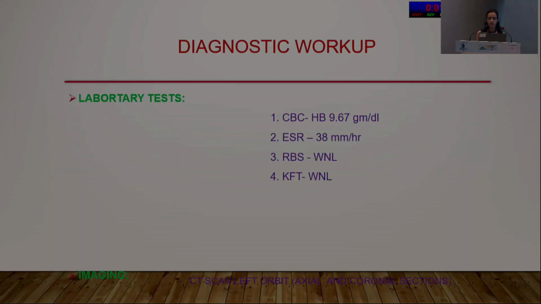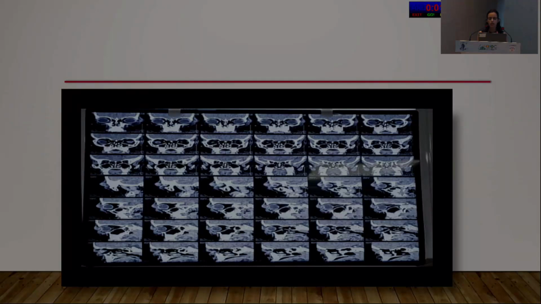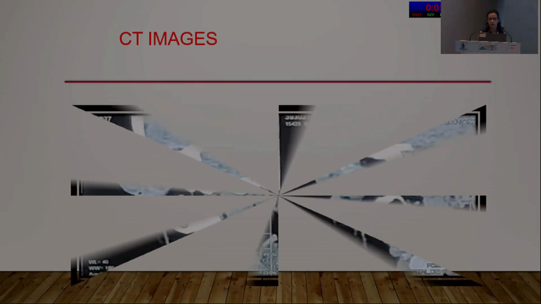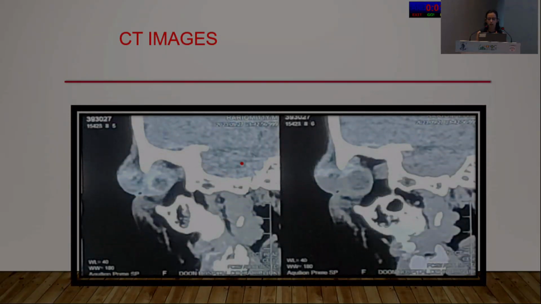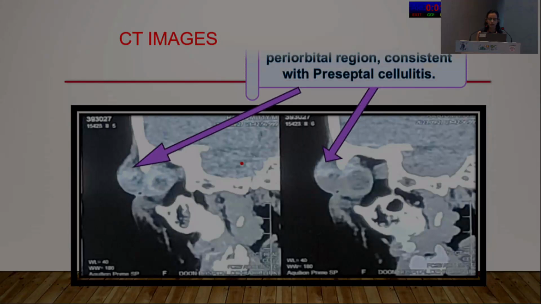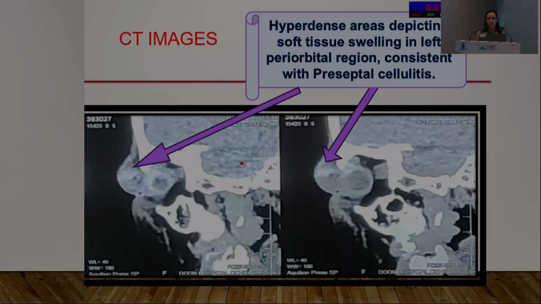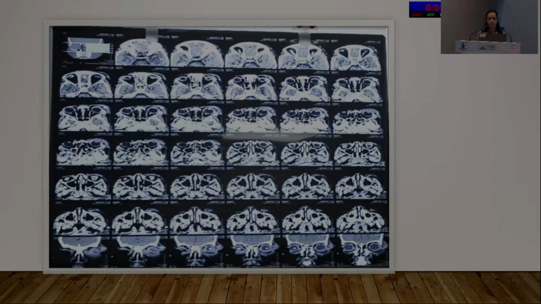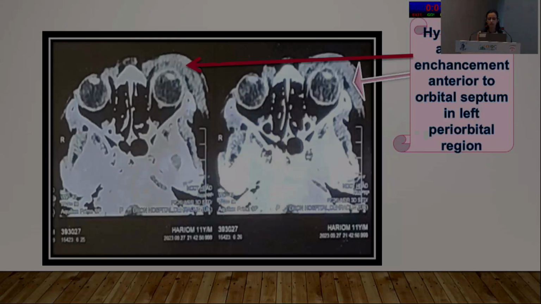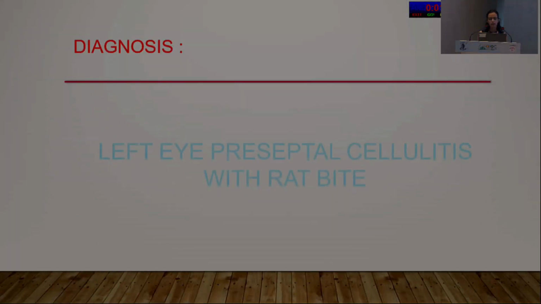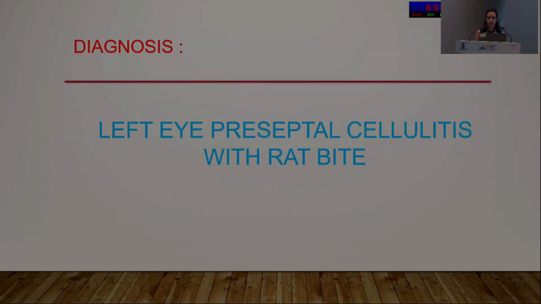After that, diagnostic workup was done, in which ESR was significantly high, and imaging was done using a CT scan of the left orbit. These are the CT images of the axial scan showing hyperdense areas depicting soft tissue swelling in the left periorbital region, which was consistent with preseptal cellulitis. These are the coronal scans showing hyperdense areas of enhancement anterior to the orbital septum. The rest was all normal in the left periorbital region. Diagnosis made was left eye preseptal cellulitis with rat bite.